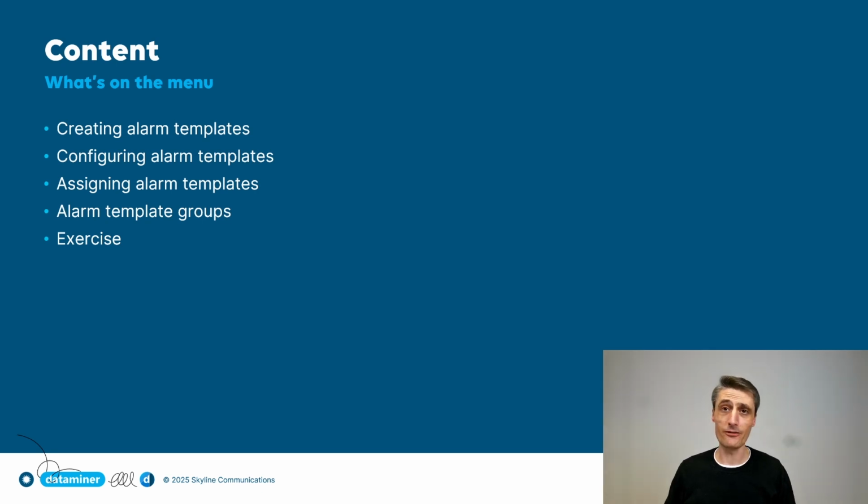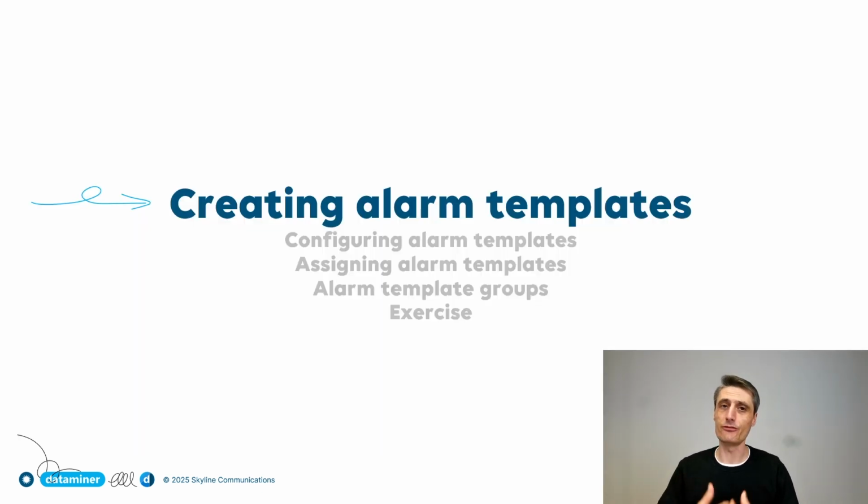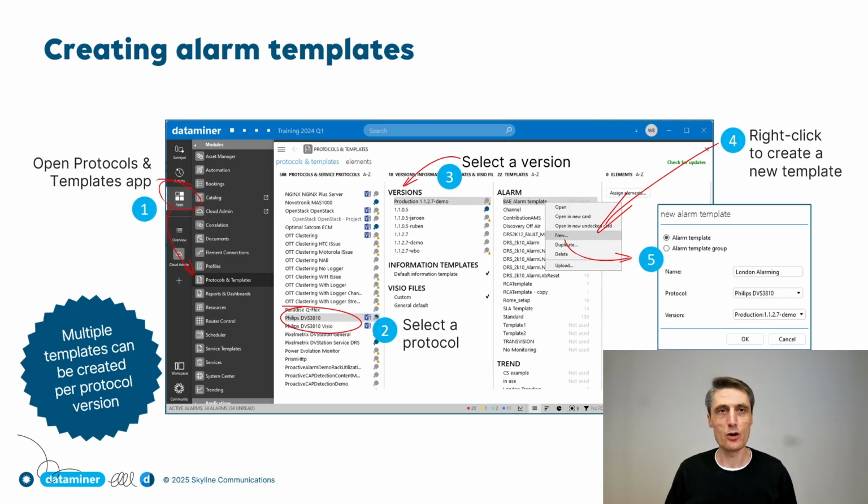Okay. So the first thing is creating our very first alarm template. We'll immediately assign it and we'll immediately play around with some of the basics to see the alarms popping up in our system. So the first thing we need to do is go again to that templates section. As with the trend templates, the alarm templates are located in the same area. So we go to the apps section in our sidebar, and there we can go to the protocols and templates app.